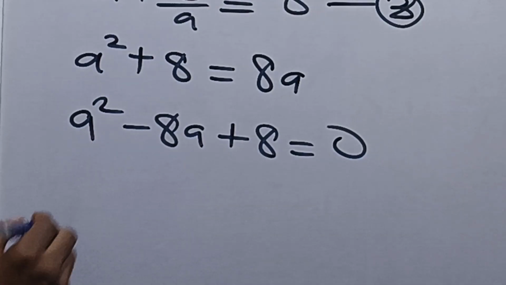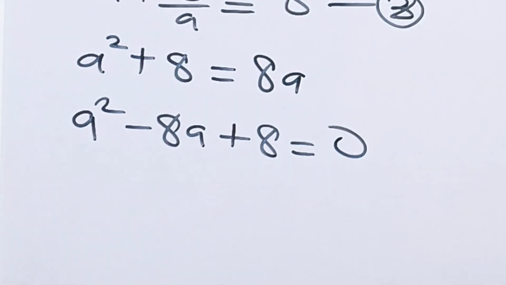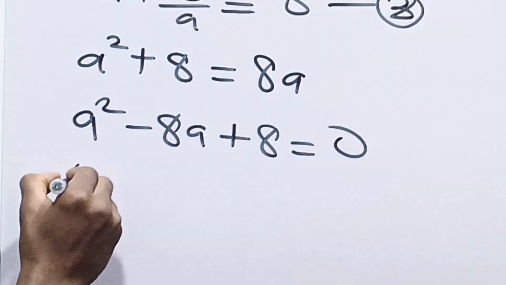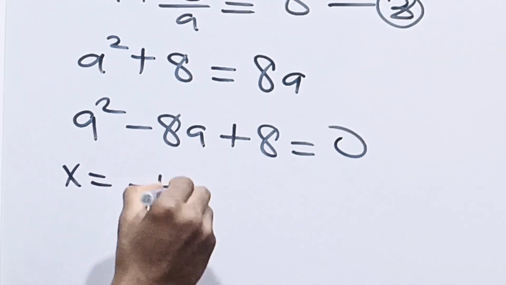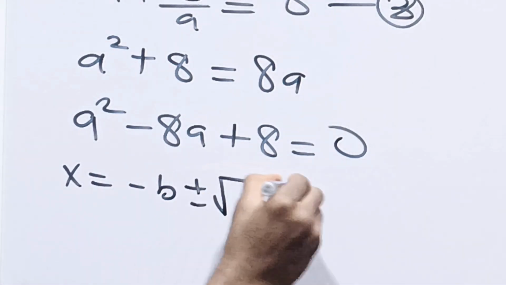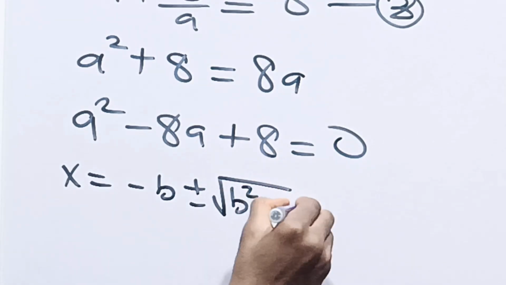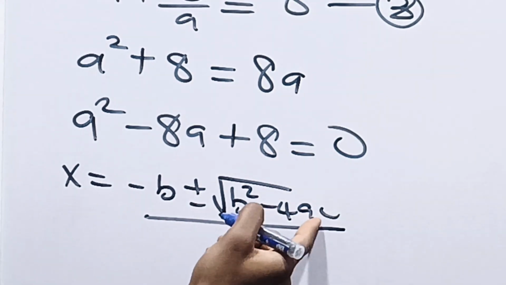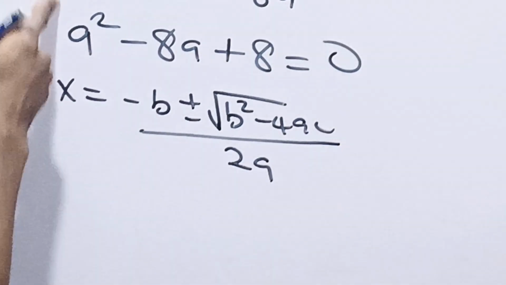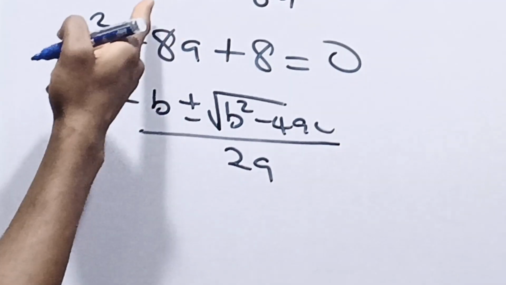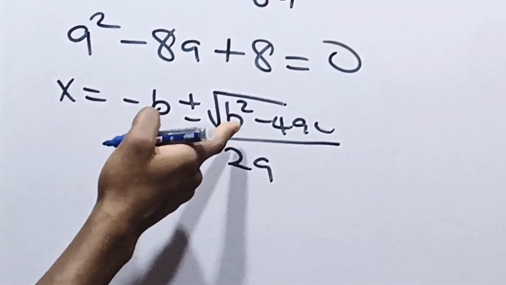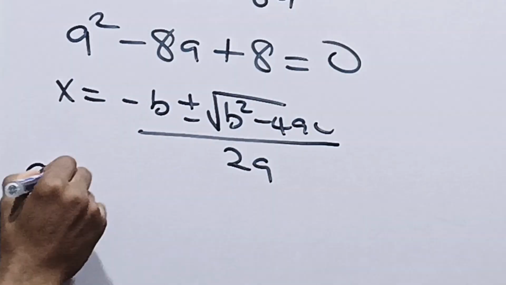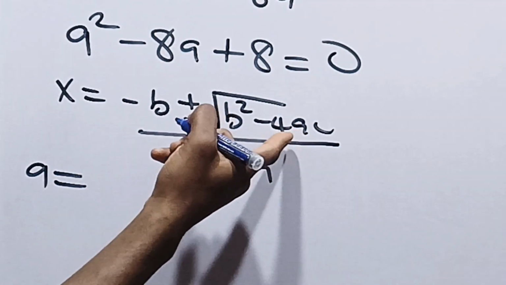Now, for example, let's take the variable here as x. Then x is equal to minus b plus or minus square root of b squared minus 4ac, all over 2a. Here a stands for the coefficient of the first term, b stands for the coefficient of the second term, and c stands for the coefficient of the third term. Now let's apply this formula here, where the a in the formula is different from the a in the equation.